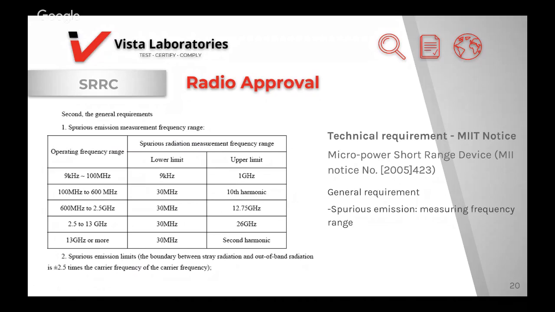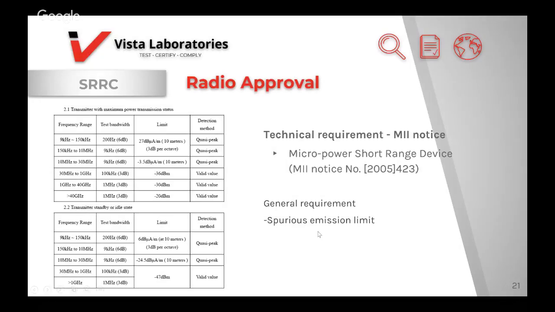So don't compare this with FCC. It's completely different. FCC for non-radio products, we have to test to the 5th harmonic, and for radio up to the 10th harmonic. Here, you have varying frequency ranges it operates in, and the lower and upper limits for testing is completely different.